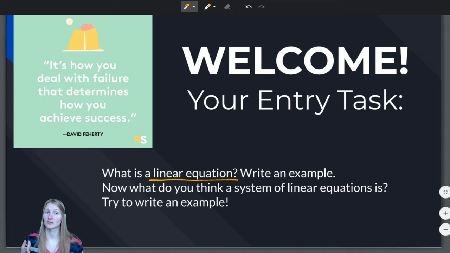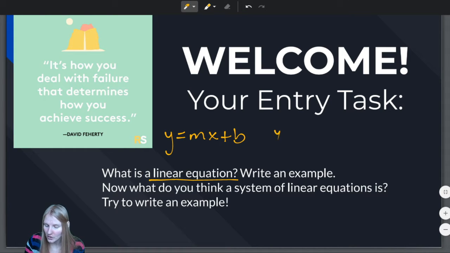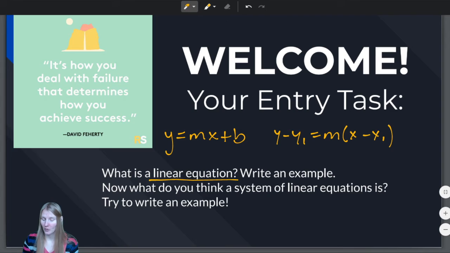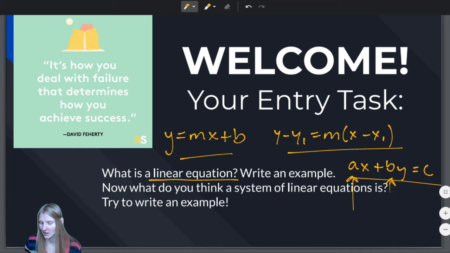Now, Chapter 3 and Chapter 4 were all about linear equations, so hopefully you wrote something in the form y equals mx plus b, slope-intercept form, or you could have used point-slope form, or we also have standard form of a linear equation. Any one of these things you could have written down, of course with numbers in exchange for certain variables, but any one of these forms would have worked to create an example of a linear equation. So that's review. Hopefully you remember that.